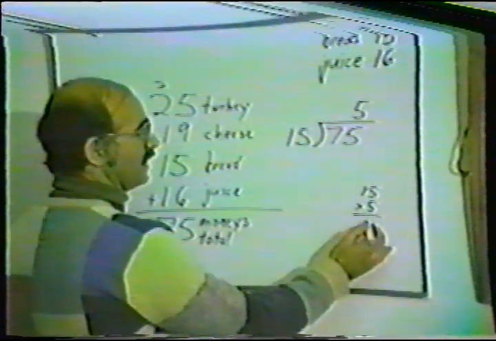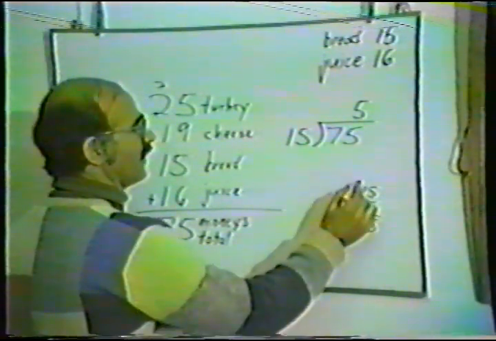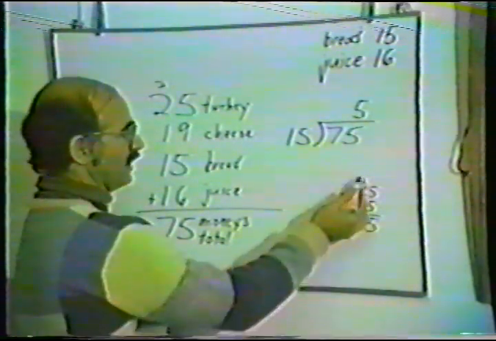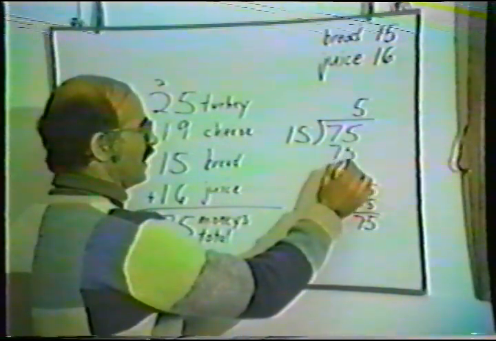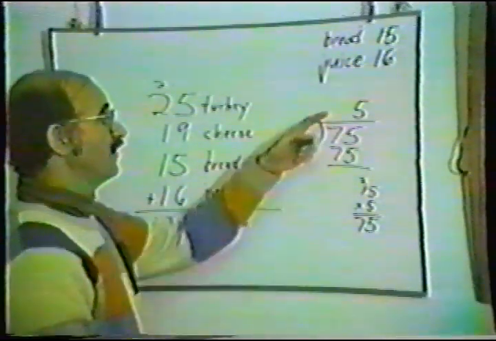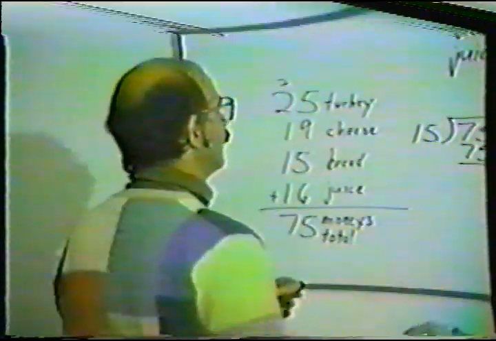5 times 5 is? 25. Put down the 5, carry the 2. 1 times 5 is? 5. Plus 2 is? 7. 75. It came out even. Our answer is 5. 5 what? Monies per person.